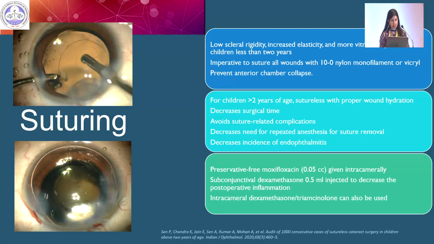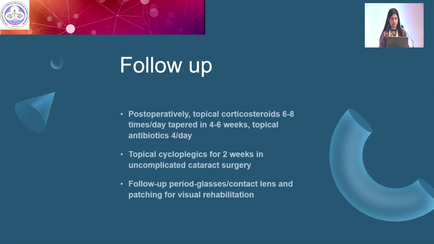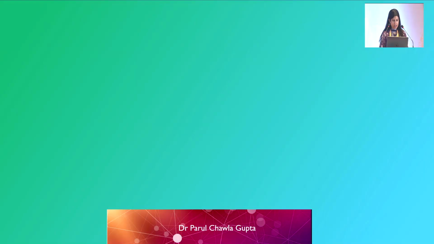Subconjunctival dexamethasone can be injected, and we have also been using intracameral dexamethasone and triamcinolone in children with good postoperative outcomes. Follow-up should be done regularly. Postoperatively, topical corticosteroids should be used up till 4 to 6 weeks, and topical antibiotics 4 times a day. Topical cycloplegics for up to 2 weeks, and a follow-up period with glasses and contact lenses and patching for visual rehabilitation. Now I'll come to some videos.